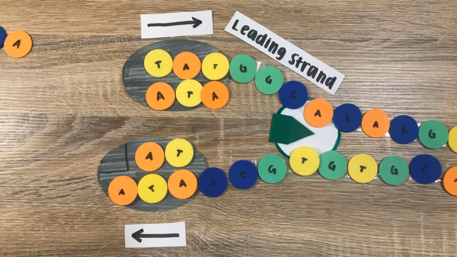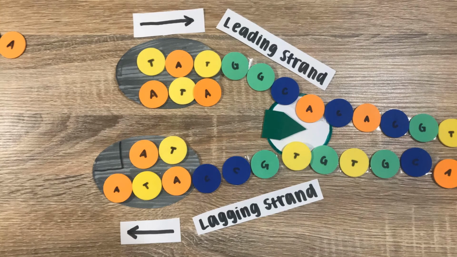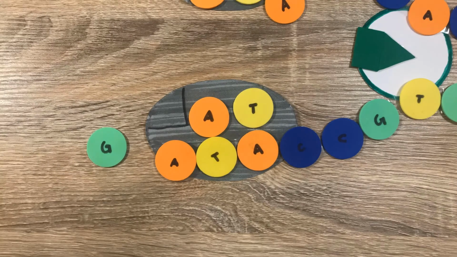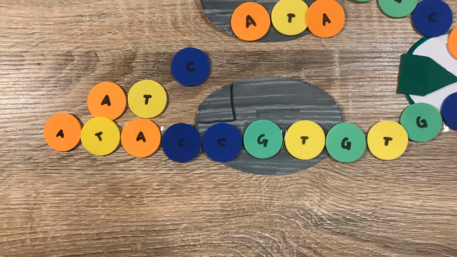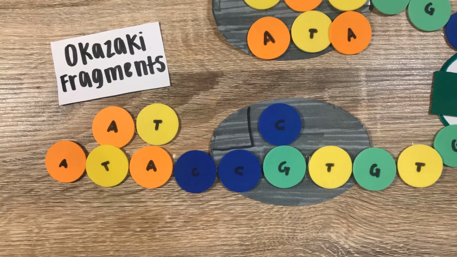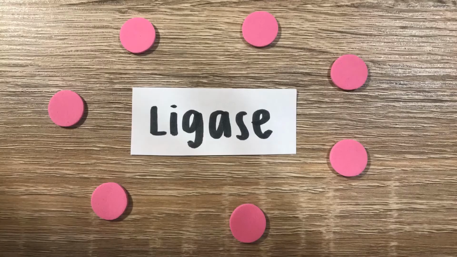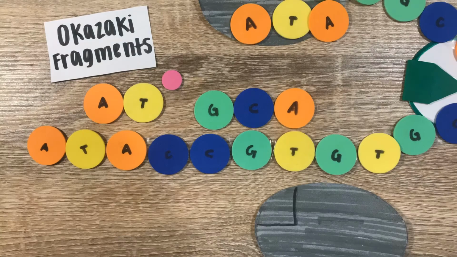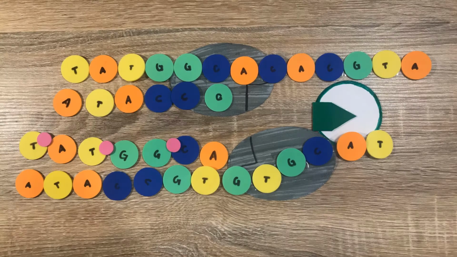The top one, whose polymerase moves towards the helicase, is called the leading strand. The bottom one, whose polymerase moves away, is called the lagging strand. On this lagging strand, the polymerase will create Okazaki fragments, which will need to be glued together later to complete the DNA strand. In this case, the enzyme ligase comes in. Ligase connects the Okazaki fragments created by the polymerase and completes the strand of DNA.